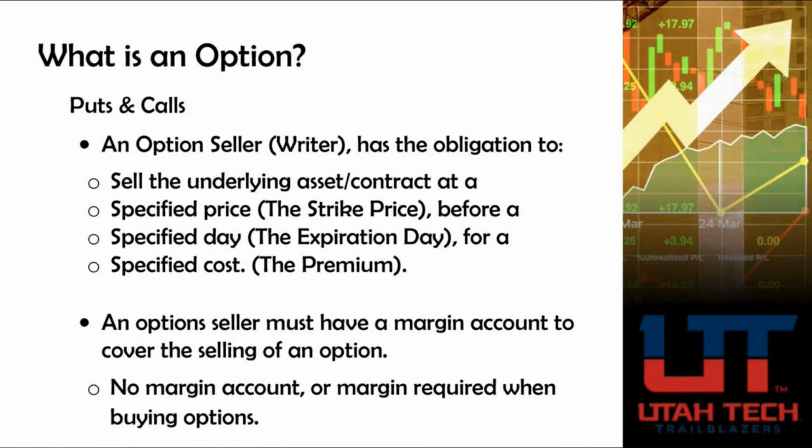An option seller or writer has the obligation to sell the underlying asset contract at a specified price, the strike price, before a specified day, the expiration day, for a specified cost, the premium. An option seller must have a margin account to cover the selling of an option. No margin account is required when buying options.